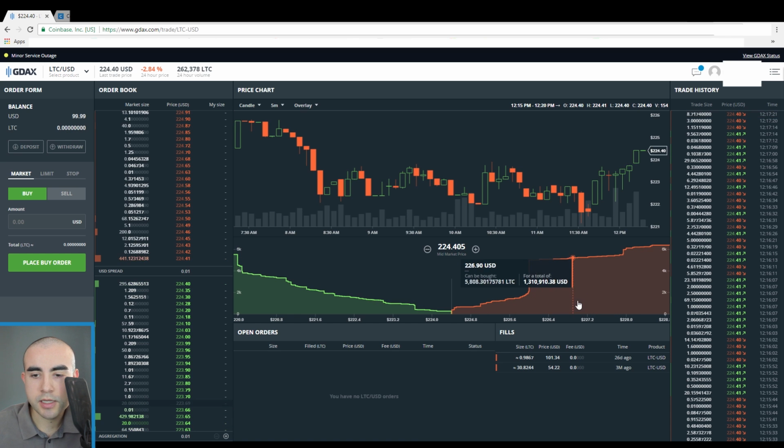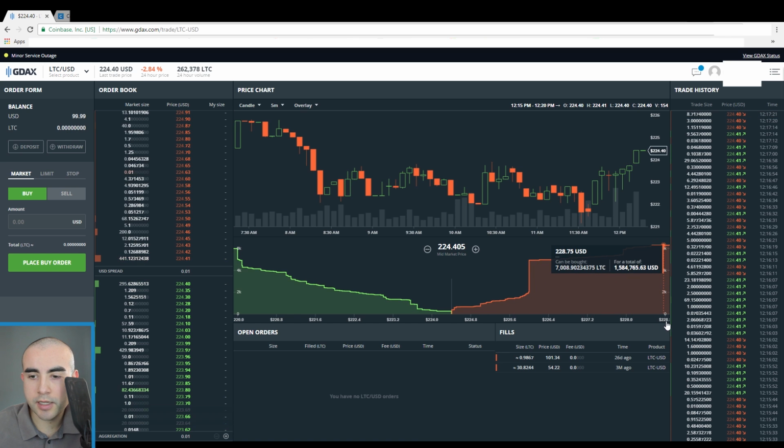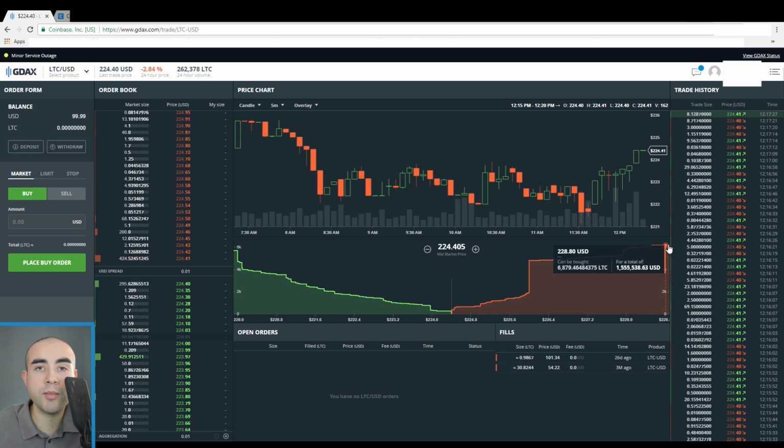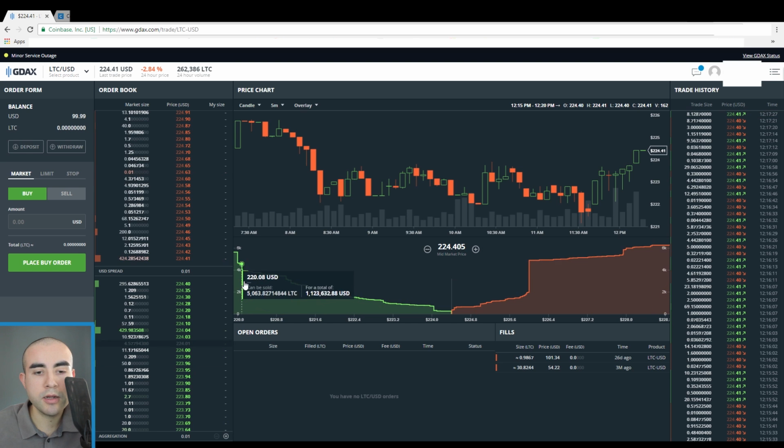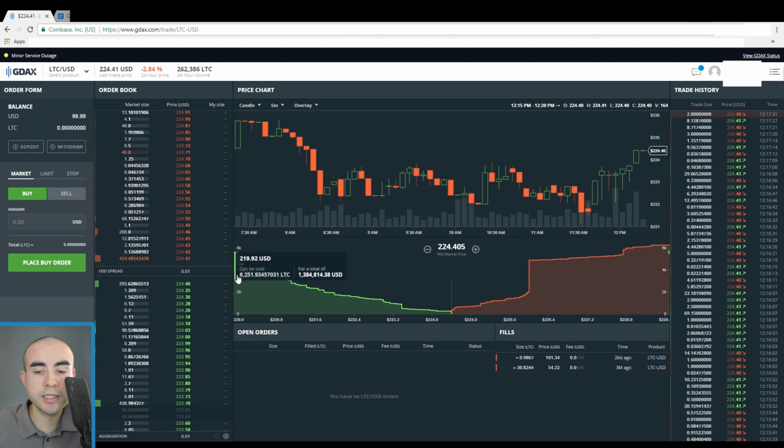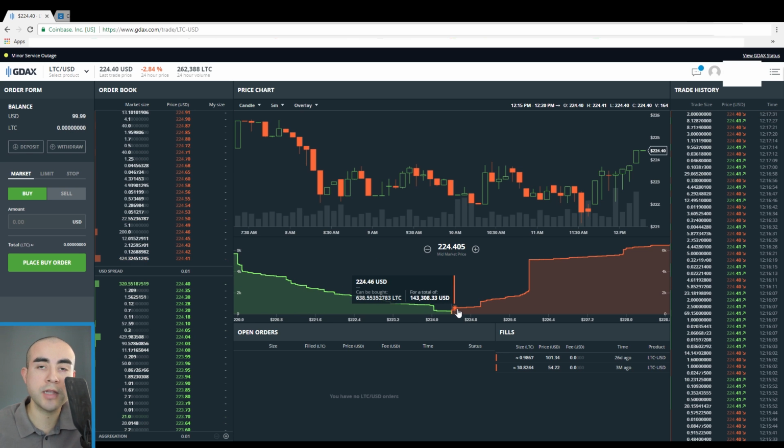So as you can see, all of these people are selling Litecoin at different prices. On the far end here, people are selling it up to $228. They want to get that much for it. And people on the buying end want to buy it for as low as $219. And they end up meeting in the middle right here. This is what moves the price of Litecoin, of Bitcoin, of every cryptocurrency basically.